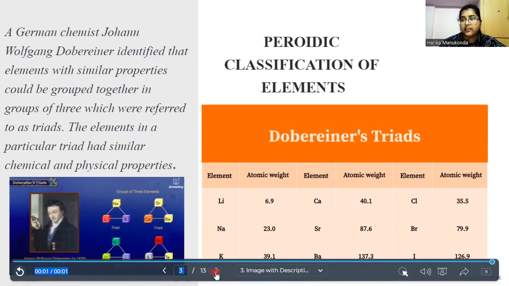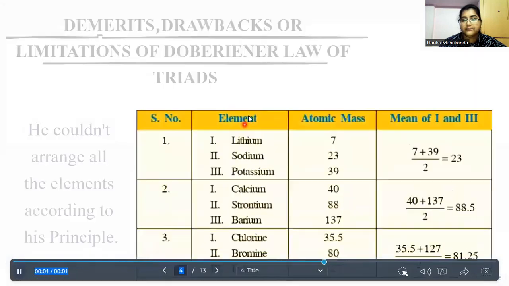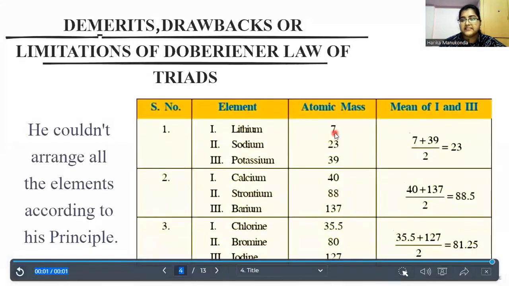So he said that the atomic mass of the middle element depends upon the mean of the first and third elements. If you see here, lithium has atomic mass 7 and potassium 39. If you combine the atomic masses of lithium and potassium and take the mean or average value, it will be 23, which is the atomic mass of sodium. He tried to apply this principle to every element, but there are demerits, drawbacks and limitations in his law of triads also.